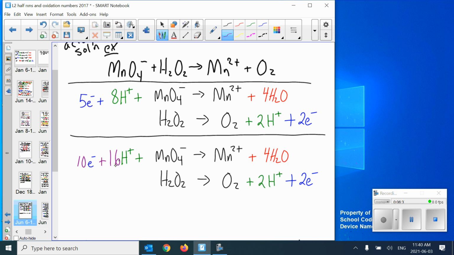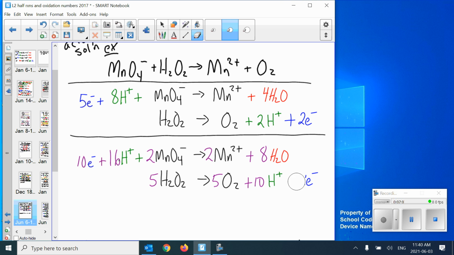1 times 2, 1 times 2, 4 times 2, 8. Second reaction, we multiply everything by 5. 5 times 2 is 10. And 2 times 5 is 10 for the electrons. We have matching electrons. Now we can add the half reactions.